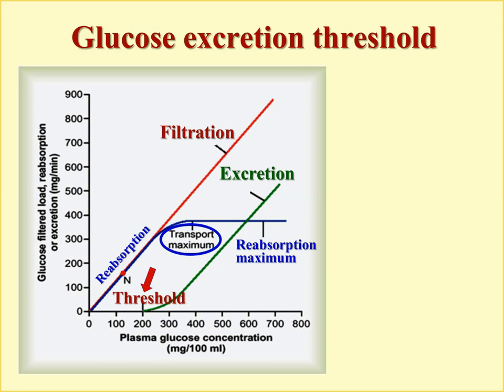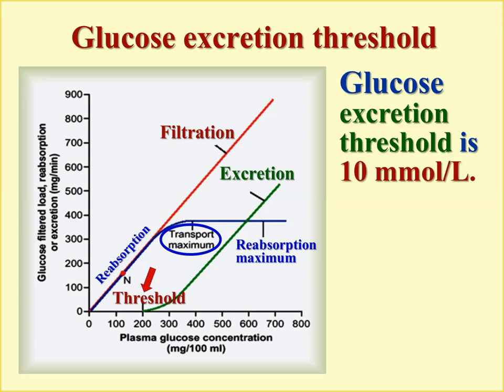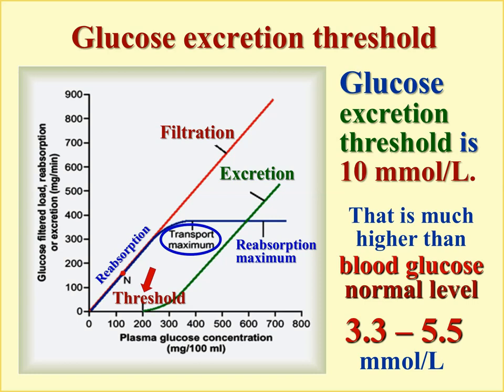On the axis you can see milligrams per 100 milliliters, but mostly for glucose we use millimoles per liter. And the glucose excretion threshold is about 10 millimoles per liter. Of course, with certain individual differences, but generally we consider that it's about 10 millimoles per liter. You see this threshold is higher than the normal range of glucose, at least for the fasting state. Much higher than the normal level of blood glucose, which is 3.3 up to 5.5 millimoles per liter for arterial blood.